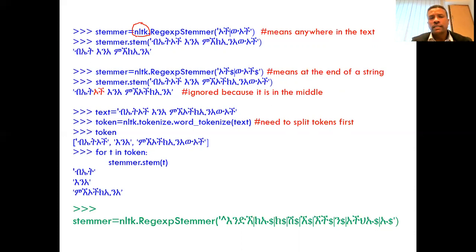So for instance, from NLTK, using regular expression, there is a stemmer. Mind you, the whole objective of a stemmer, as we said earlier, is to chop off prefixes and suffixes. So this is a regular expression stemmer, and as you can see, it's going to remove the suffixes och or wuoch. And this is one type of plural marker in Amharic. So if you give it such an input, whenever it finds wuoch or och, wherever in the text, it's going to get rid of it.